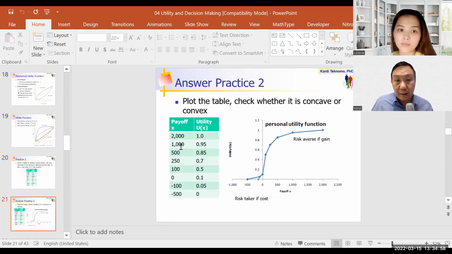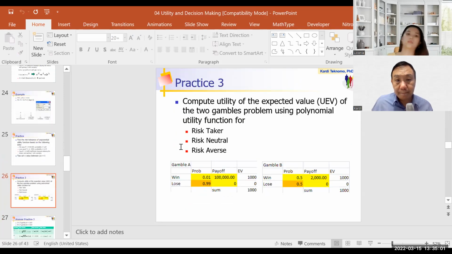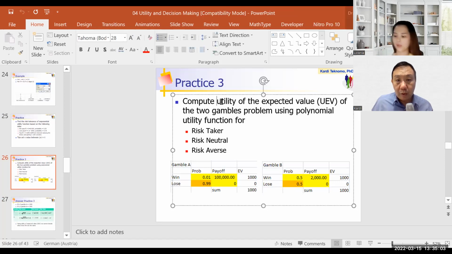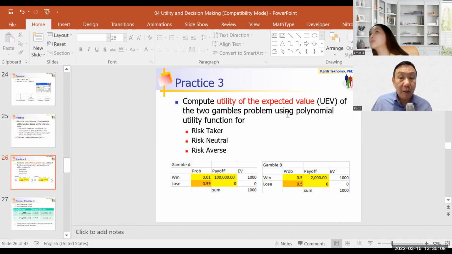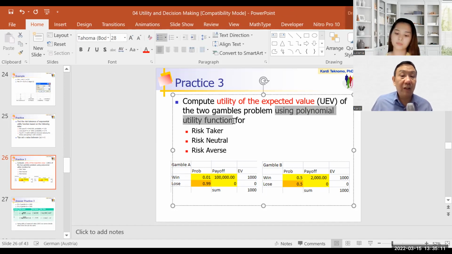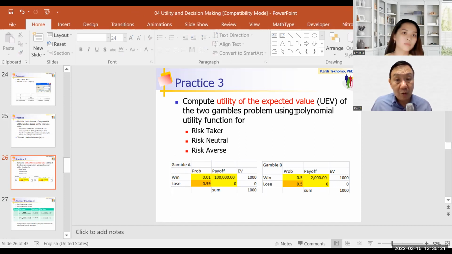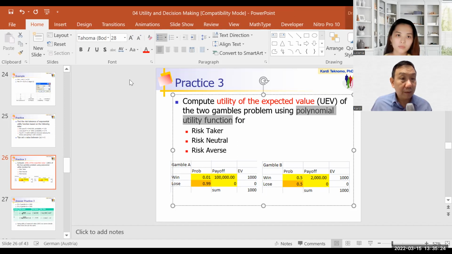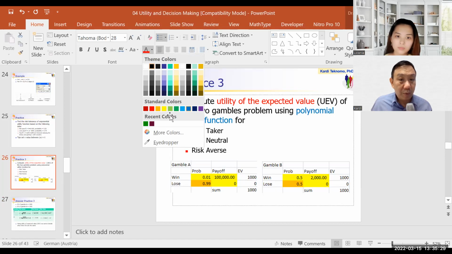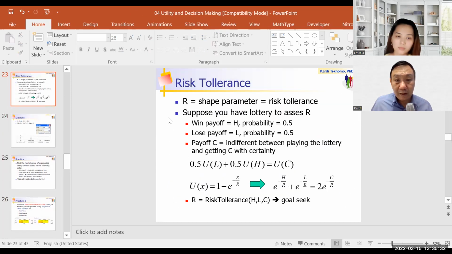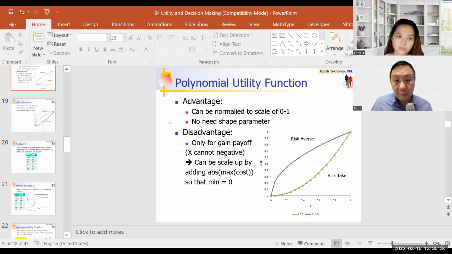Say in practice 3 here, I want you to calculate the utility of the expected value of the two gamble problem using polynomial utility function, for risk taker, for risk neutral, and for risk averse. So what is the polynomial utility function? Do you know? What is the polynomial utility function here? That is based on this table.